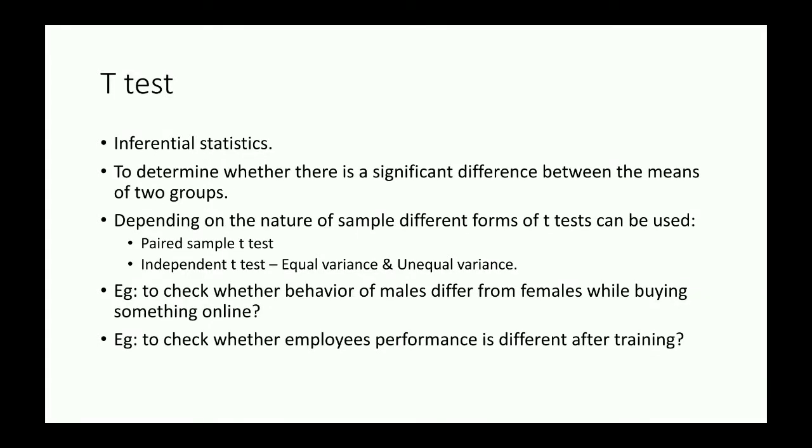The paired sample t-test is applied when your sample is single, and that single sample has been observed or has given responses at two different times. So your sample is paired. The two sample means which you have are paired to one group only. Suppose you want to check the behavior of employees before training and after training. This is a paired sample: the same sample you are using at two different time horizons.